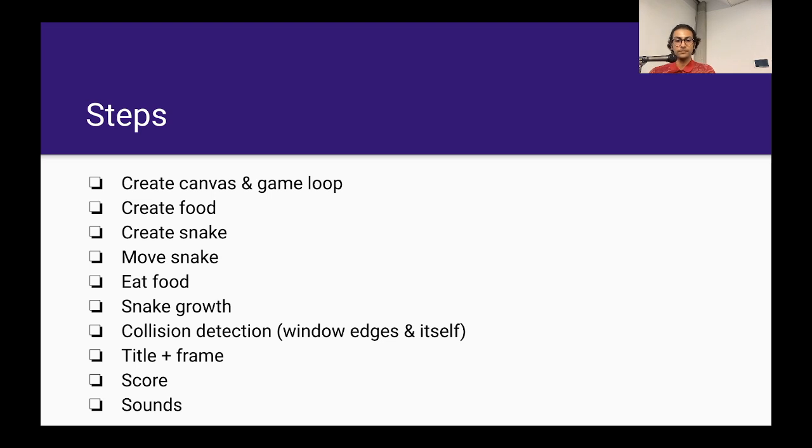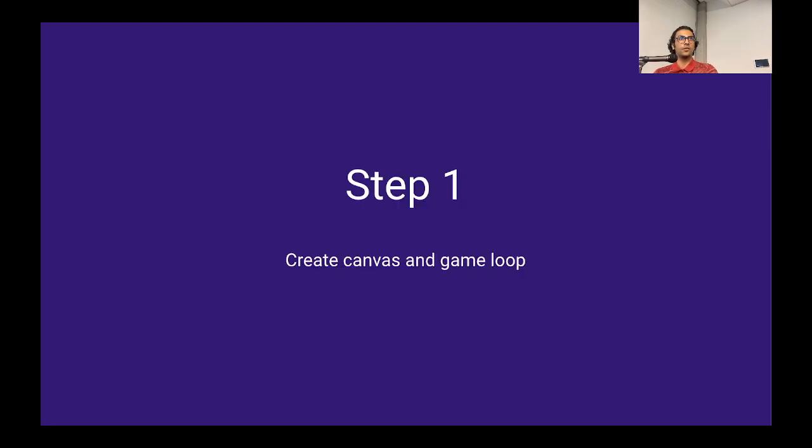Okay, so let's get to the actual game. We're going to be making Snake today. It's super straightforward. It's in 10 simple steps. We're going to have a fully functioning game and have it be somewhat presentable too. So let's get started. We're first going to start with our game canvas and our game loop.